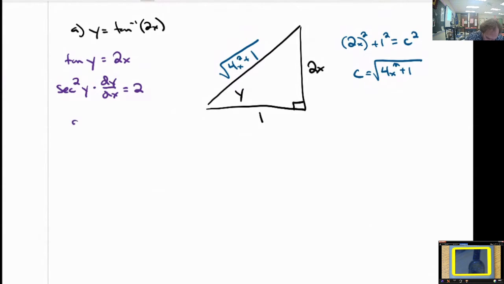And so what's left here is that dy/dx, what we're looking for, the derivative, is 2 divided by the secant squared of y. And the nice thing about this expression is that we can easily tell what it is. Secant is 1 over the cosine. It might be good just to write this down to remember. Secant is 1 over the cosine, or the reciprocal of the cosine.